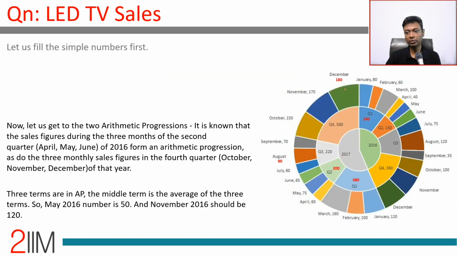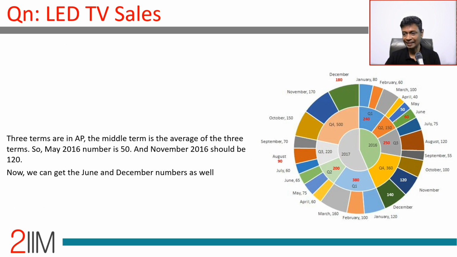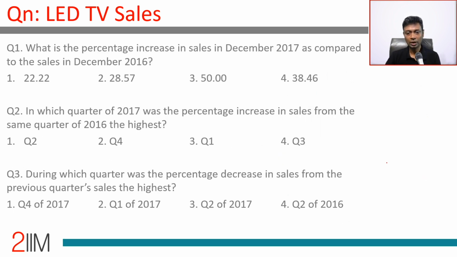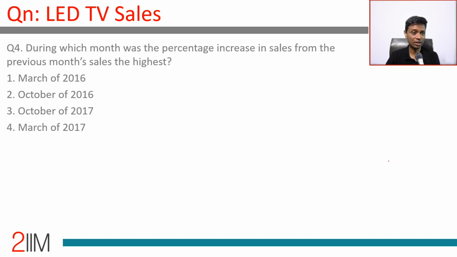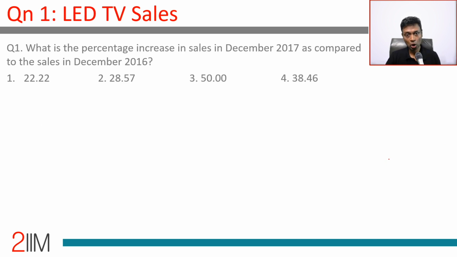So methodically, we fill the more obvious numbers. We put them in. Then we attack the AP part. And then we move on to the questions. Now we have the entire grid on our hand. So let's jump to each question.